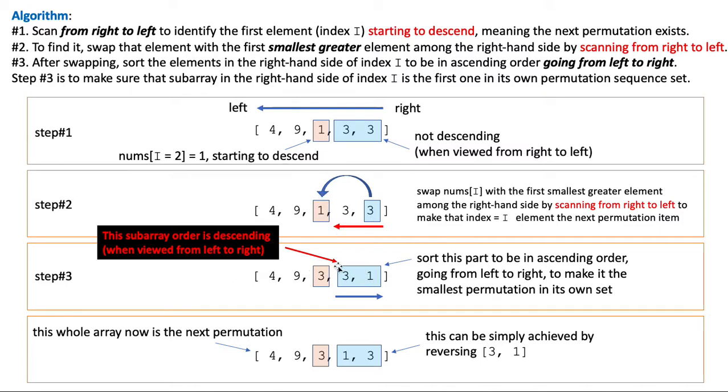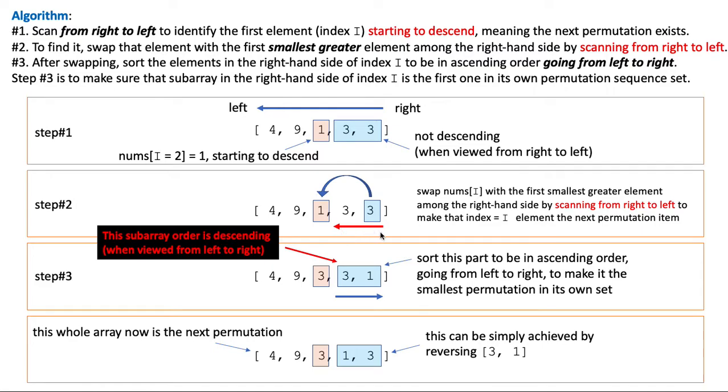Step 3. Now we can see this subarray is in descending order because it's guaranteed. After swapping, this element must be lower. So 3, 1. We want to sort this part to be in ascending order, going from left to right, to make it the smallest permutation in its own set. And this can be simply achieved by reversing this 3, 1 to 1, 3.